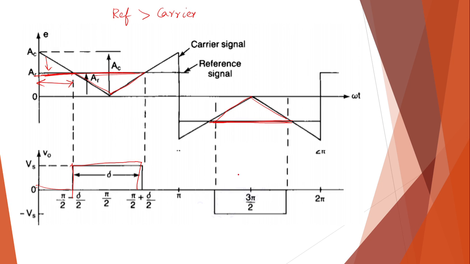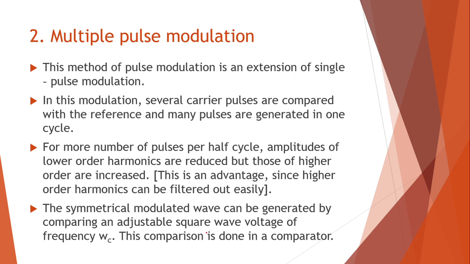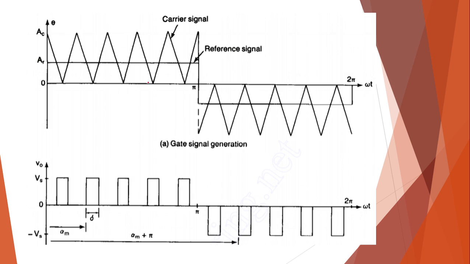So this is the single pulse modulation, and you can see that your waveform is symmetrical about pi by 2 and 3 pi by 2. Your waveform will be symmetrical about these two values. So this is the single pulse modulation. It's quite easy, right? Next, we are going to study the multiple pulse modulation. The multiple pulse modulation is similar to the single pulse modulation, but the number of pulses in one half cycle will be greater.